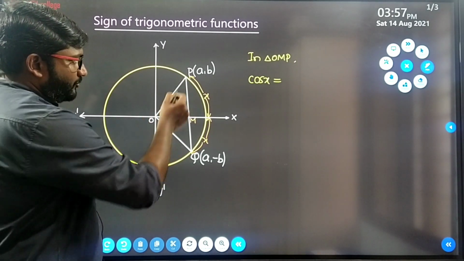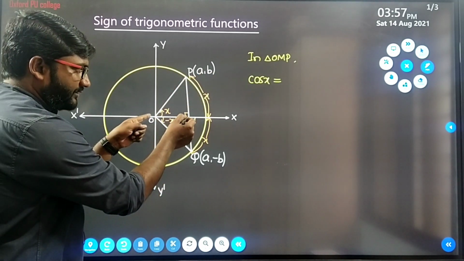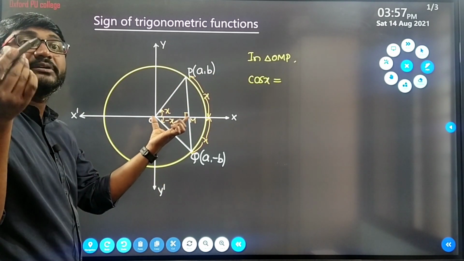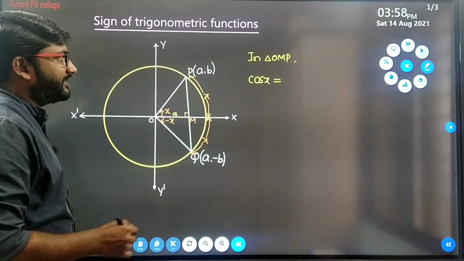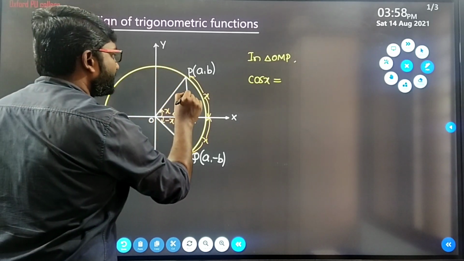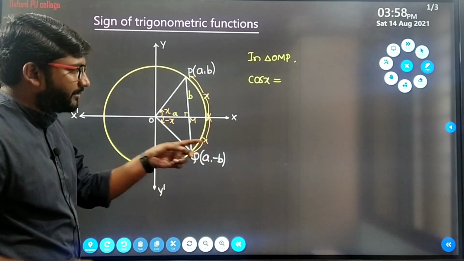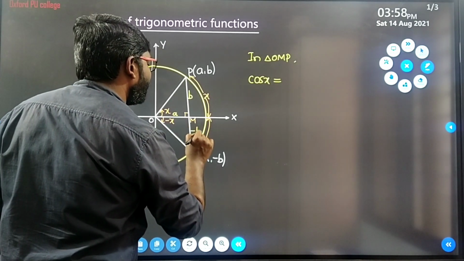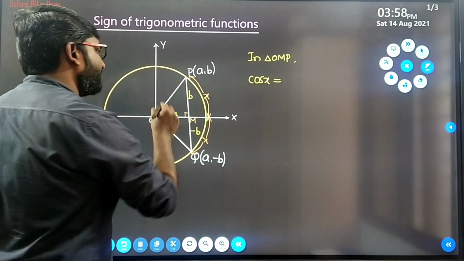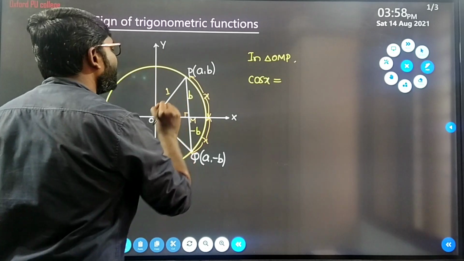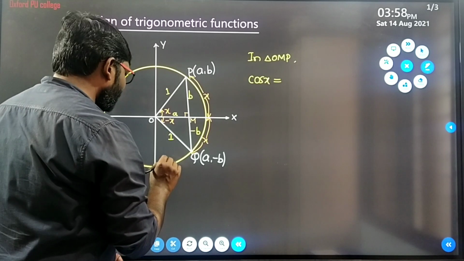So what are the coordinates of the point P? It is a comma b. That means this horizontal line, OM, is going to be the x coordinate of the point P. So this is nothing but a. OM is a, and PM or MP is b. So if this is b, then how about MQ? It has to be minus b. And OP and OQ are the radius of the circle. It has to be 1 unit, because we have considered a unit circle. So these two are the radius, that is why I am writing 1 here.